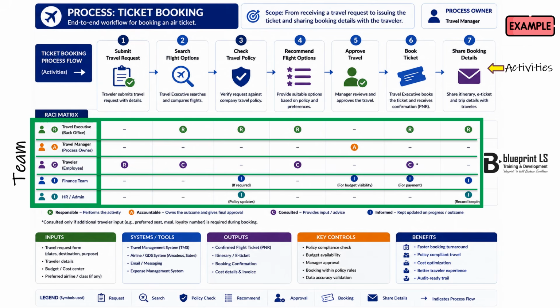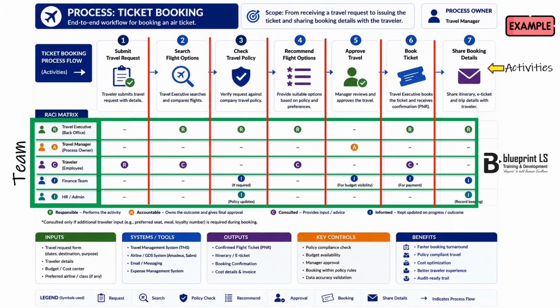Instead of placing people in swim lanes, the diagram structures RACI as row items. The rows represent the different roles involved, such as the travel executive, travel manager, traveler, finance team, HR, or admin team. The columns represent the activities. At every intersection, we identify whether a role is responsible, accountable, consulted, or informed. This provides a clear and consistent view of ownership across the entire process.